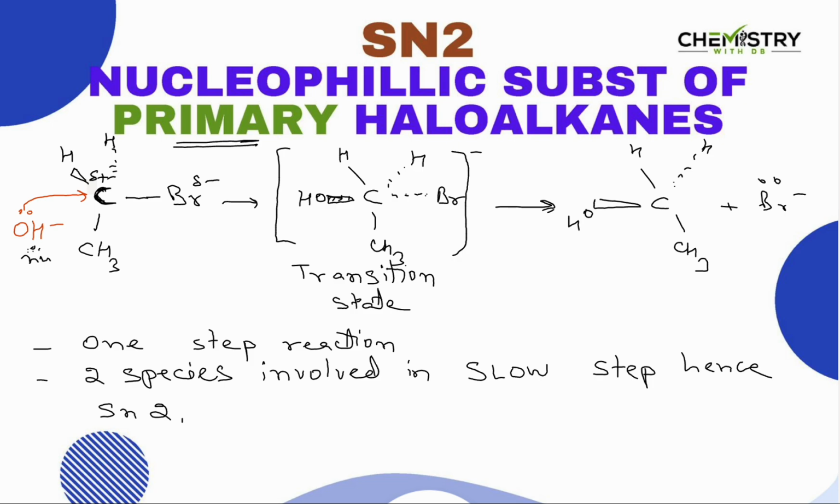Now this is called an SN2 reaction because there is only one step and there are two species involved in the slow rate determining step. This is why it's called an SN2, and this takes place, mind you, in case of primary halogenoalkanes.